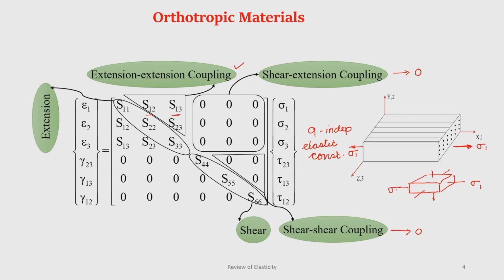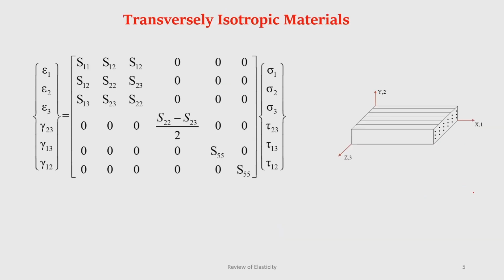Okay. Meaning if we apply sigma 1, the strain along 2 and strain along 3 are not same, which is same for isotropic material. So, then we have seen that out of the 3 mutually perpendicular planes of material property symmetry, one of these transverse planes may behave isotropically.